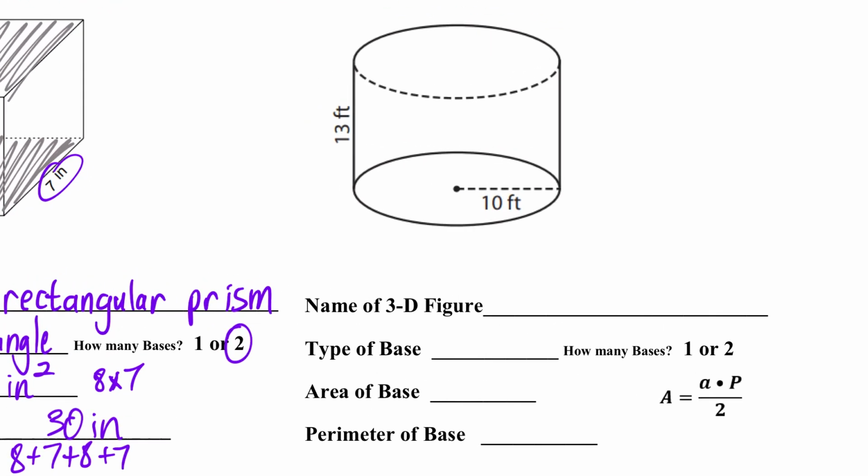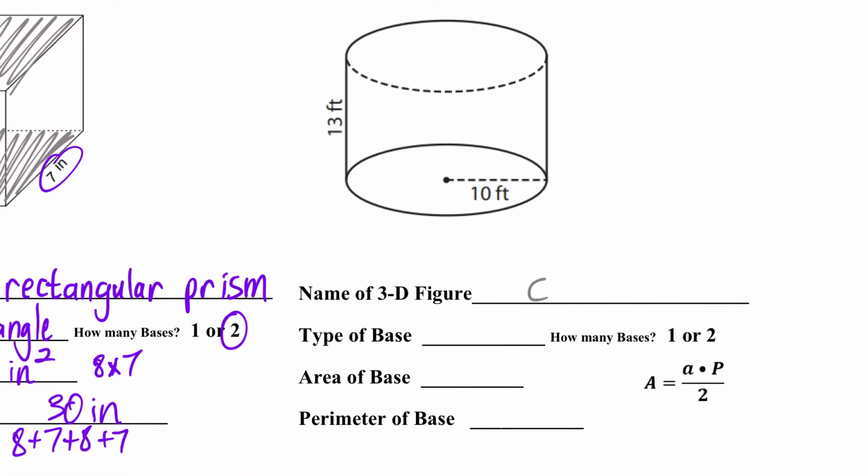Okay, this fourth one, what is this? Okay, so this one is a cylinder, which is not a prism or a pyramid at all, but just needs to be thrown in somewhere. So this is where we're going to do it. Okay, so what shape is the base? Okay, it's a circle. How many bases does it have? It has 2.